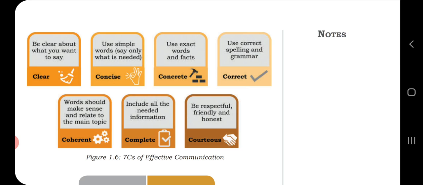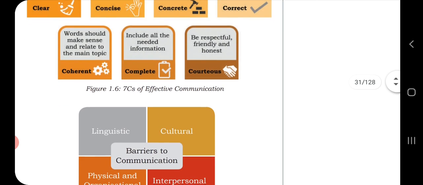And seventh, very important principle is courteousness. We should be courteous, means we should be respectful, friendly and honest. Whenever we are at a professional place, then too we should show respect to each and every person, and everything whatever is there in front of us. We should be friendly and honest in our communication. So these are the 7 C's of effective communication.